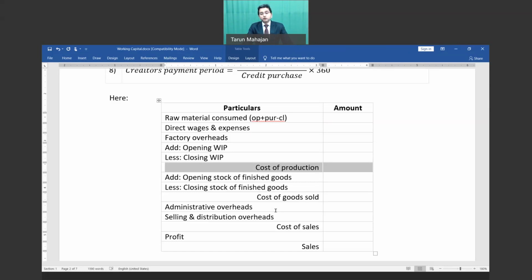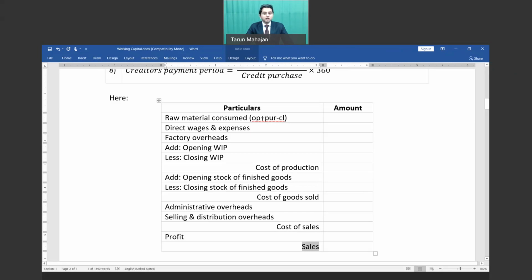This is your finished goods production. Then you add opening stock of finished goods. Then you deduct closing stock of finished goods to arrive at cost of goods sold. This is cost of goods produced. This is cost of goods which is sold. Then you add office related administrative expenses and then you add selling and distribution overhead to finally arrive at cost of sale, and then you add profit to arrive at the amount of sales.